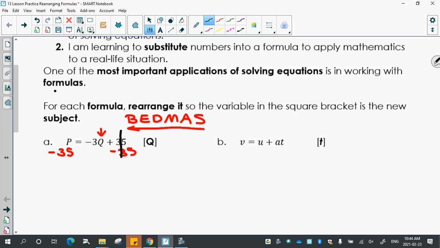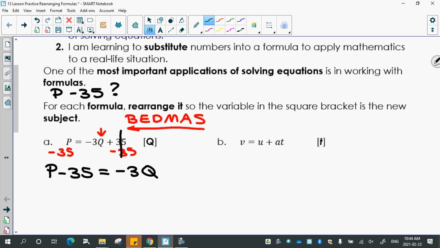Now, P minus 35, I don't know what that is because I don't know what P is. Does everyone agree? They're not like terms, so I can't make it negative 34P. If there was a P here, I could. I don't know what that is because I don't know what P is. So I just leave it. P minus 35 is P minus 35. And what's left on this side now is negative 3Q.